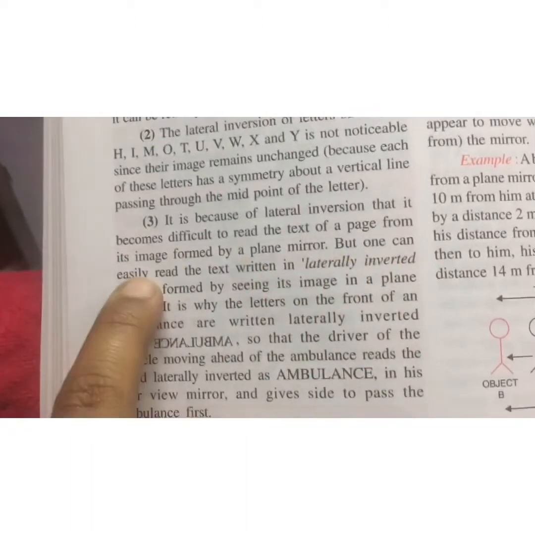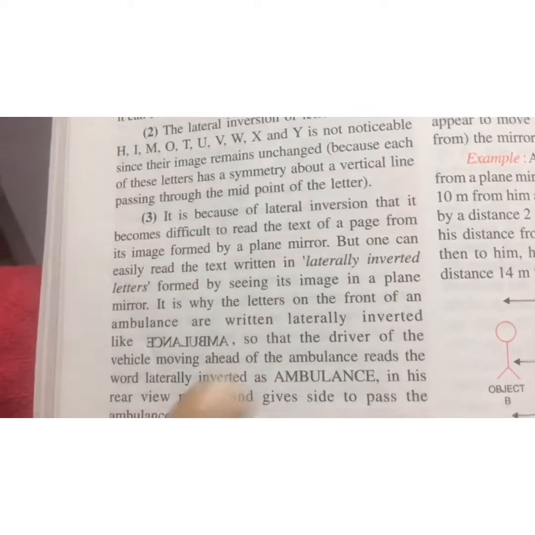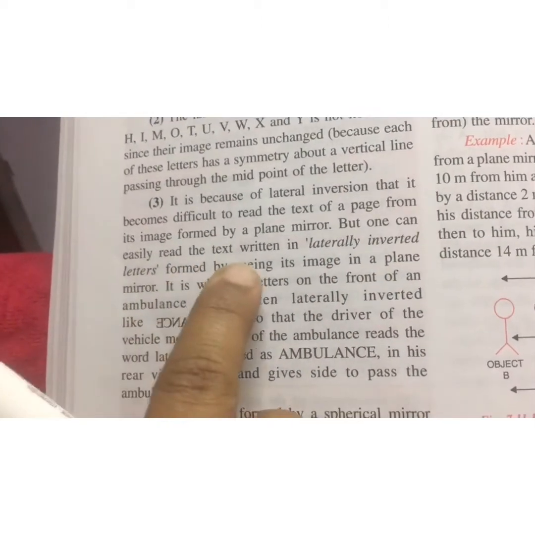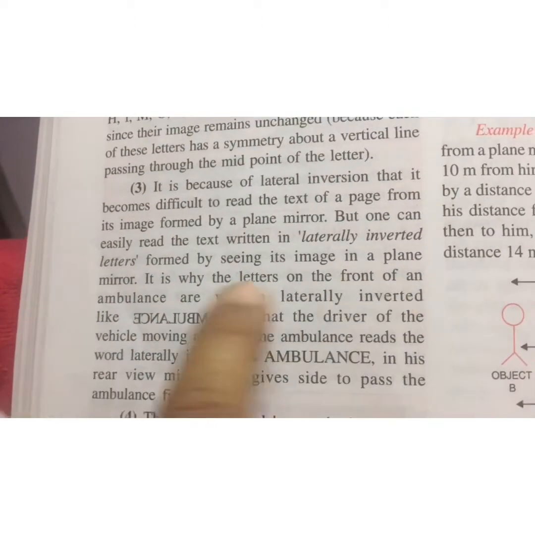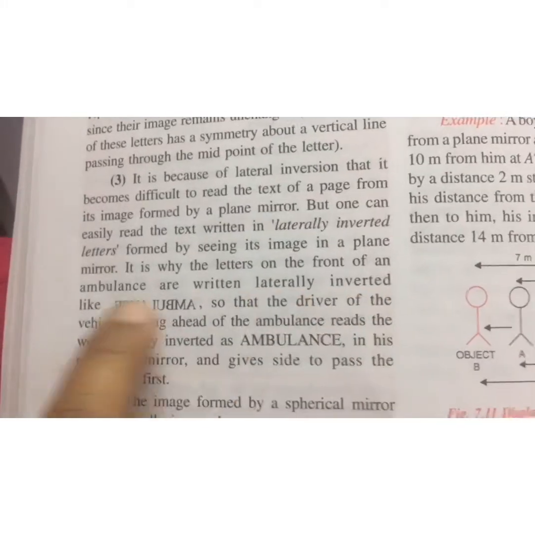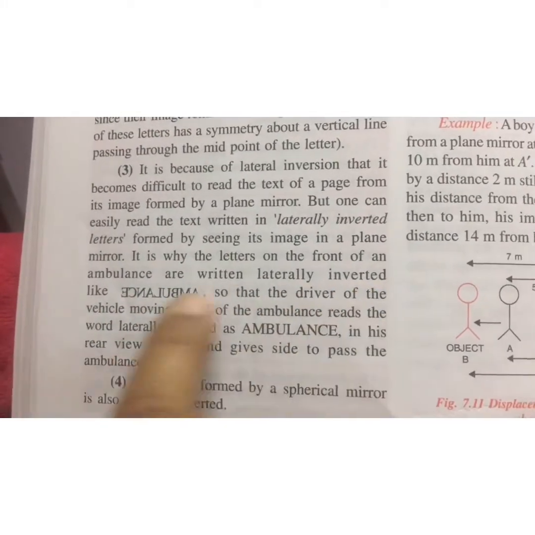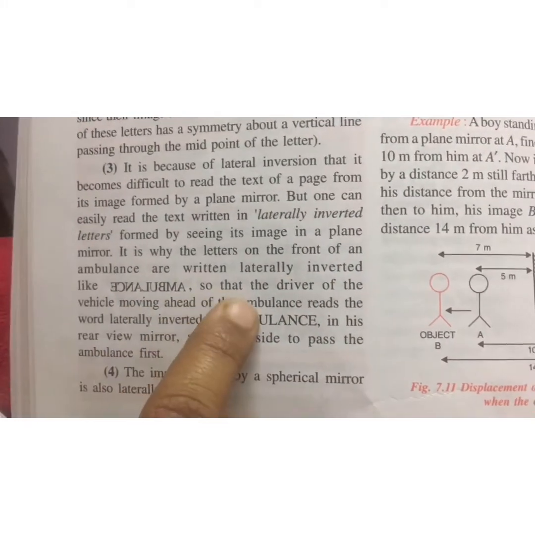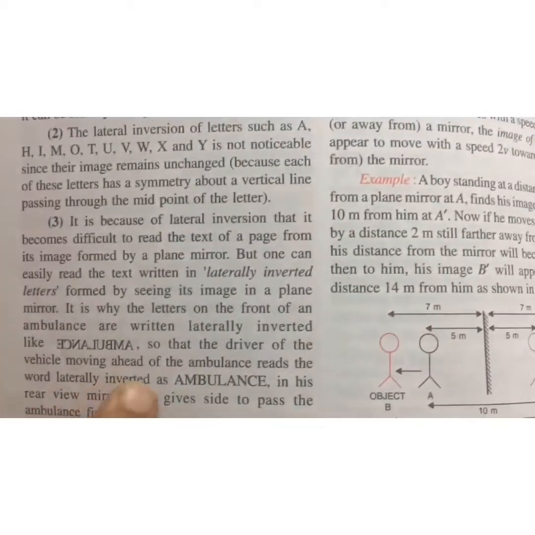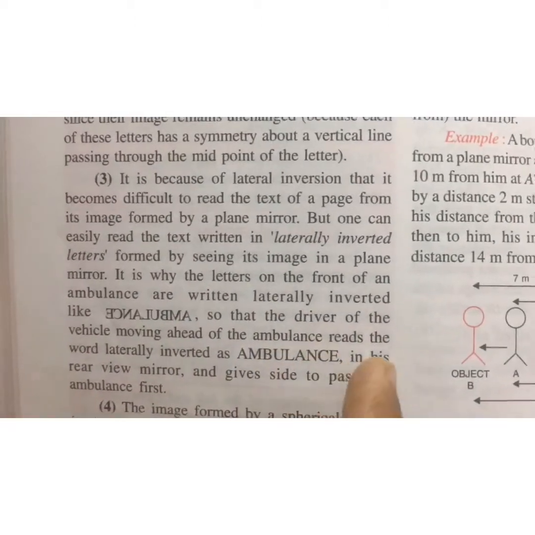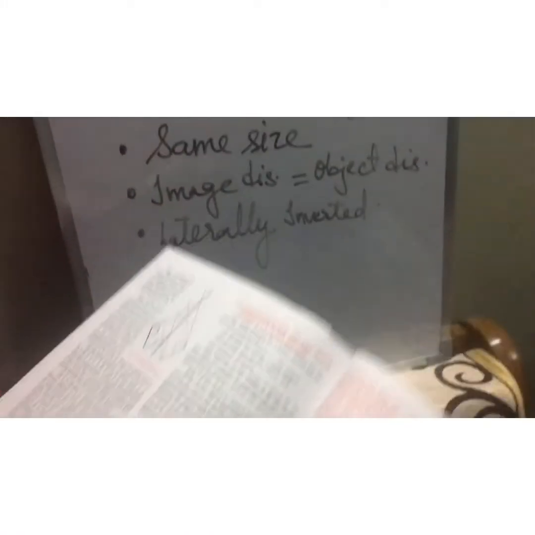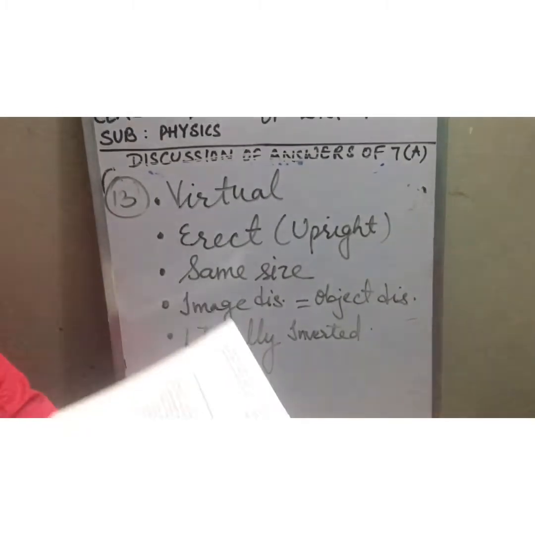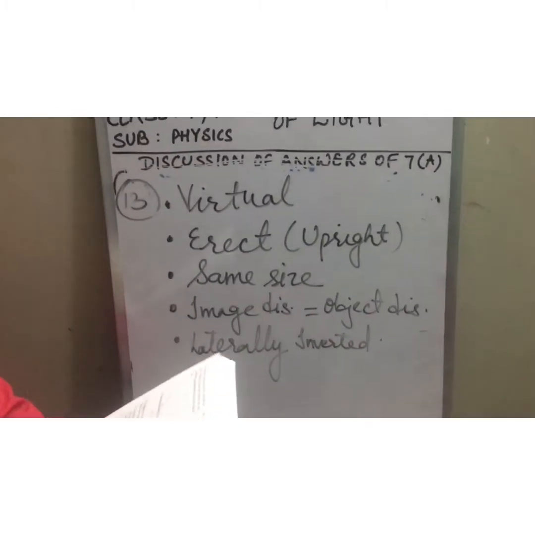But one can easily read the text written in laterally inverted letters by seeing its image in a plane mirror. It is why the letters on the front of an ambulance are written laterally inverted like this, so that the driver of the vehicle moving ahead of the ambulance reads the word as ambulance in his rear view mirror and gives way to pass the ambulance first. So this is the answer, and it is also one of the important questions. Okay children, now question number 17.